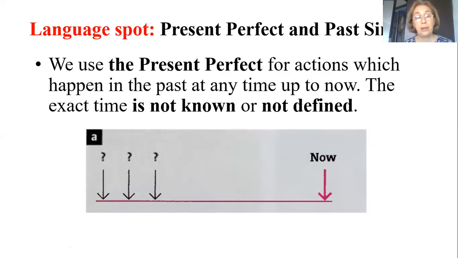So today we'll compare two tenses, present perfect, which we have already discussed at our previous class, and the past simple. These are the tenses used to speak about past events, and we should understand the difference. We use the present perfect for actions which happen in the past at any time up to now. The exact time is not known or not defined. So we don't know when it happened, like it's shown in this diagram.